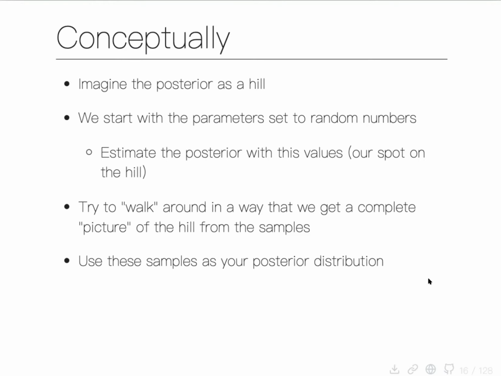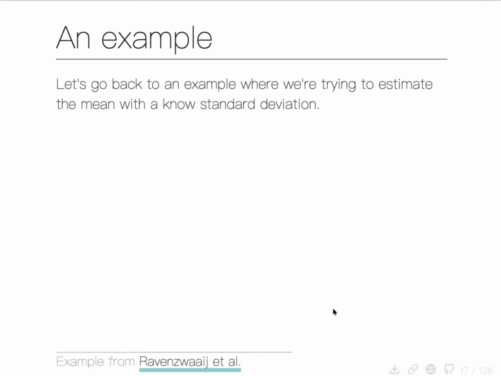Doesn't mean we're going to get the whole thing, right? That would take years, but if they walked around in a way that made sense, then we would get overall a good picture of the entire hill. Okay, that's basically what MCMC sampling is doing. We have this posterior distribution, which we can't directly estimate. And so instead, we're taking samples from it to try to get a good picture of what it actually looks like.